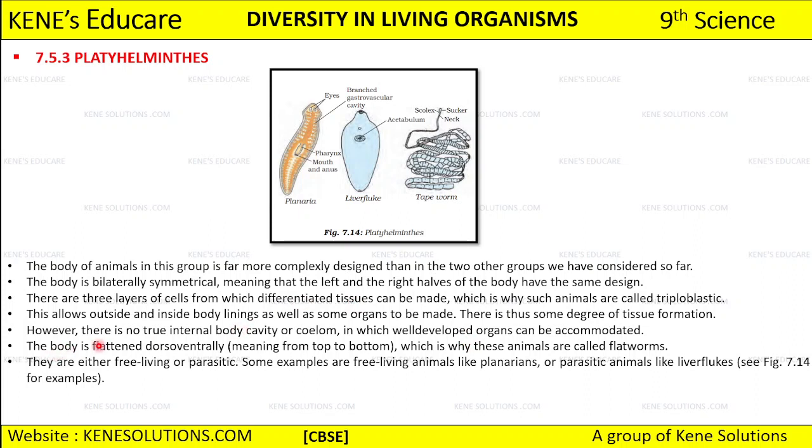The body of the animals that come under Platyhelminthes is flattened dorsoventrally, meaning from top to bottom. If you can see, they are flatworms. Platyhelminthes are also called flatworms, because all the animals that come under Platyhelminthes are flat from top to bottom. Which is why these animals are also called flatworms. If you see the diagram of planaria, it is a flat animal. Liver fluke also looks flat, right? Tapeworm is also flat.